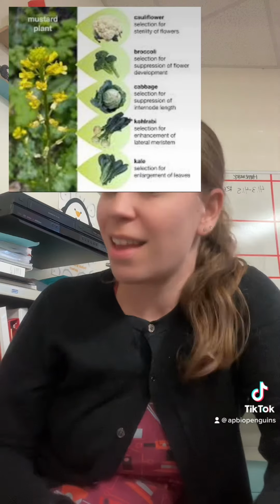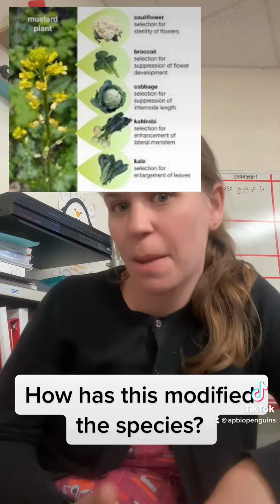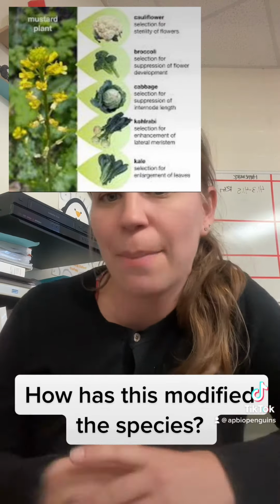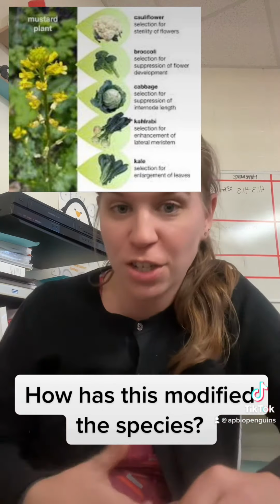Another example is the wild mustard. So you see here we have the wild mustard and you have all these different vegetables that have come out of it: the cauliflower, the broccoli, the cabbage, and the kale, all selected by different characteristics of that wild mustard.